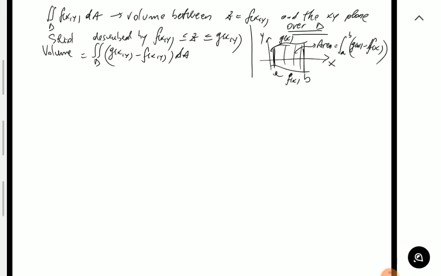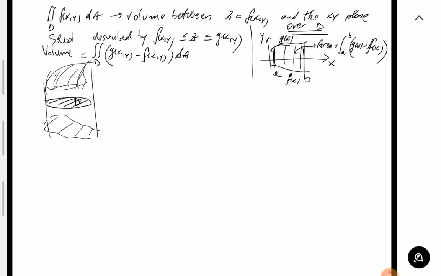I'm not going to sketch it. Well, maybe we can sketch it here a little bit, but the main idea is that if you imagine that you have some surface here on the top, some surface here on the bottom, if they happen to project onto the same domain, then you could compute the volume of this object by taking the double integral of the top function minus the bottom function.